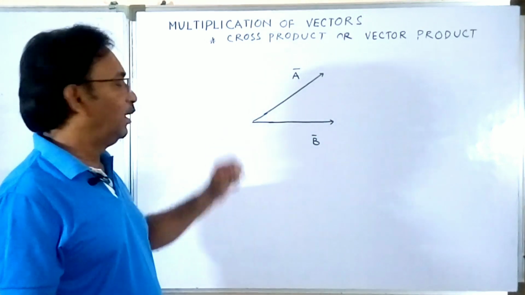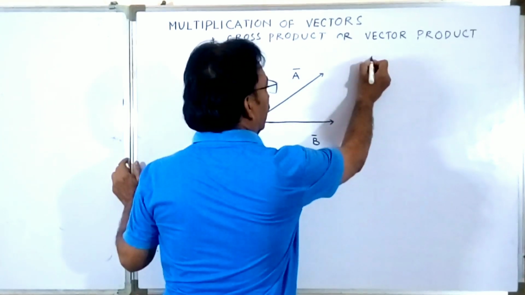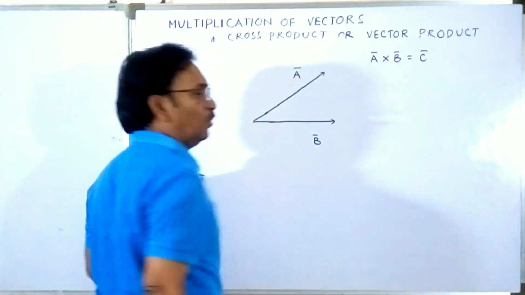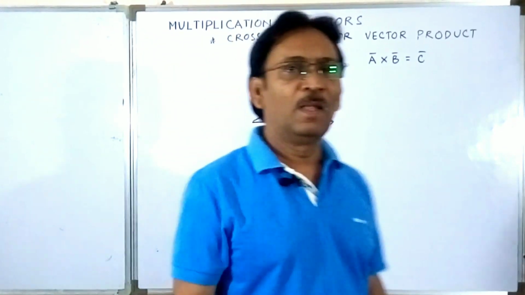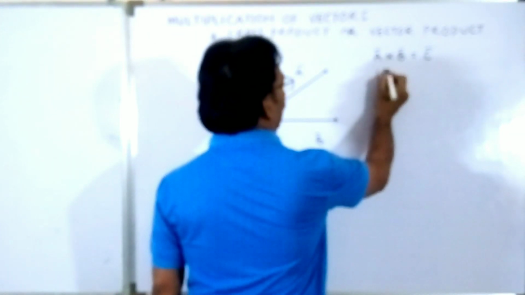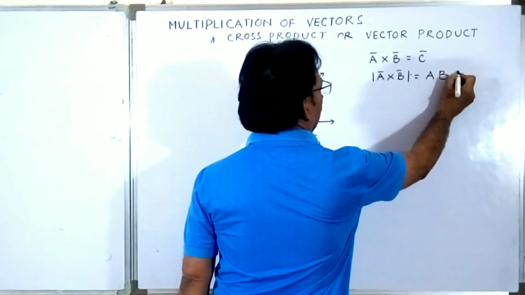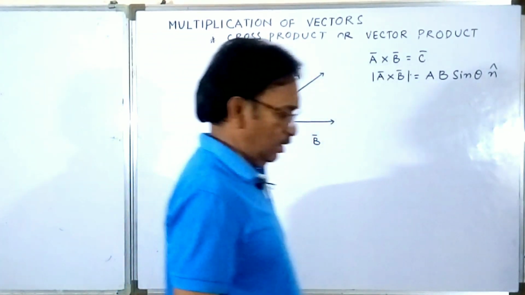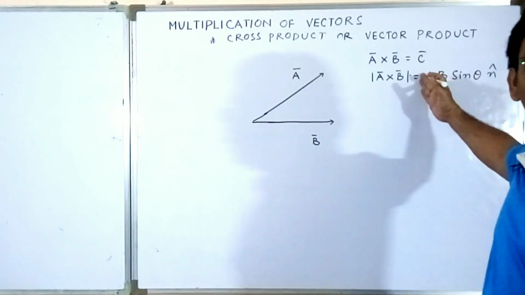Then we have to do the multiplication. The multiplication of vectors is very easy. If it is A bar and B bar, the vector multiplication A bar cross B bar is equal to C bar. It's simple. Also the magnitude is modulus of A bar cross B bar is equal to AB sine theta, as I already told you, into n cap. N cap gives the direction of the vector. See this: A bar cross B bar is equal to AB sine theta into n cap.